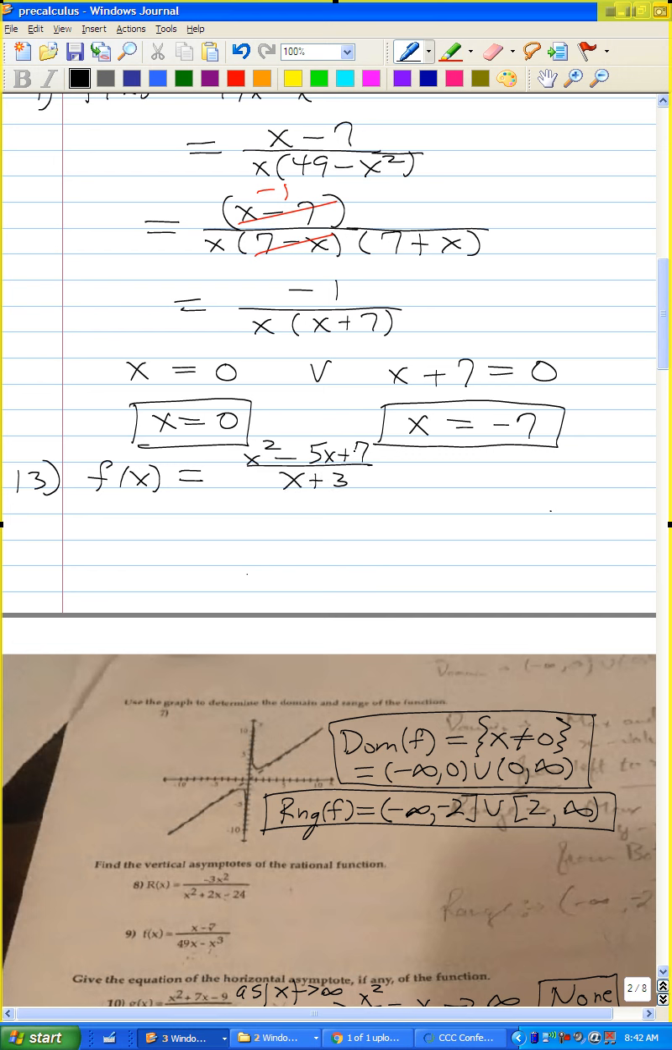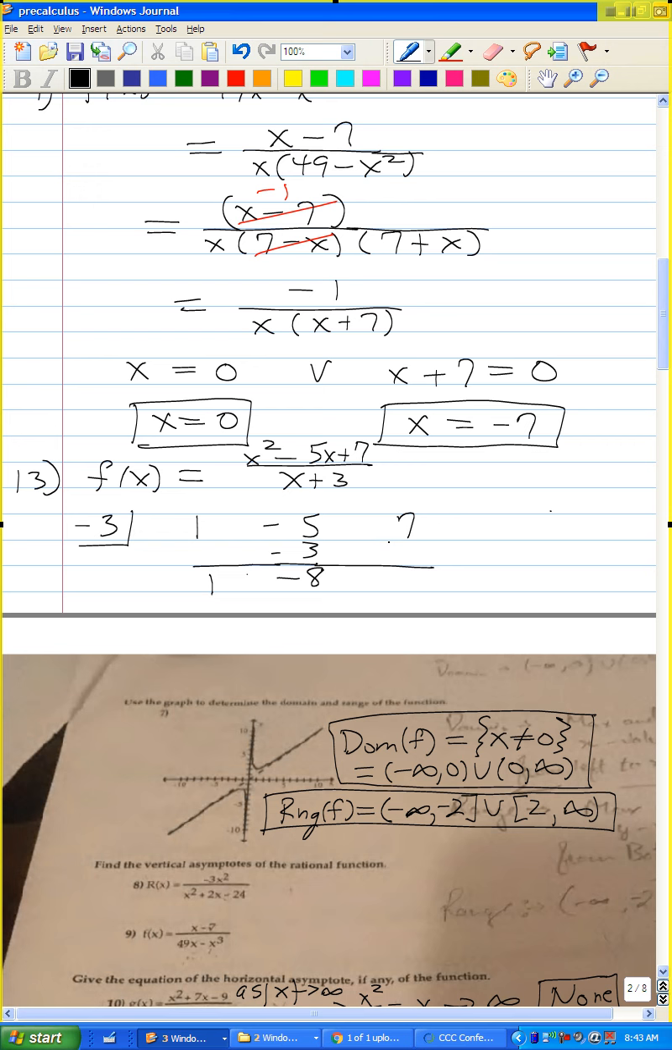So let me do synthetic division. Let me just write down the coefficients: 1, minus 5, 7 for the dividend. And setting x plus 3 to 0, I get a root of negative 3. Let me drop down the 1. 1 times negative 3 is negative 3, minus 5 is negative 8.